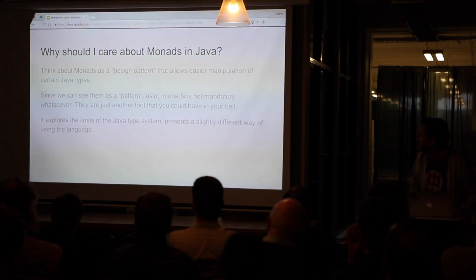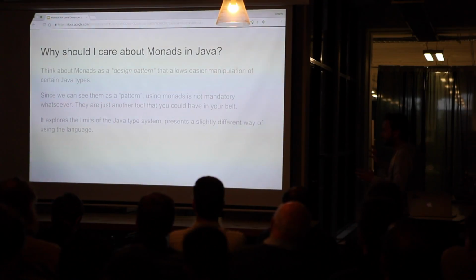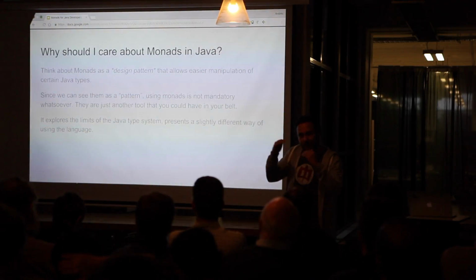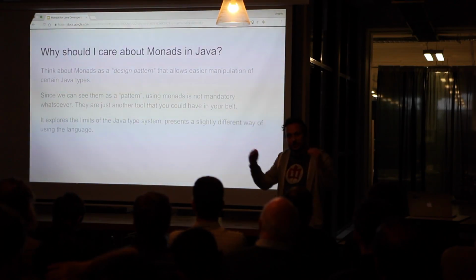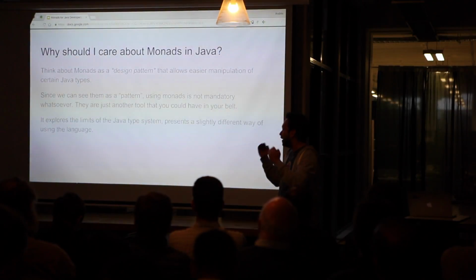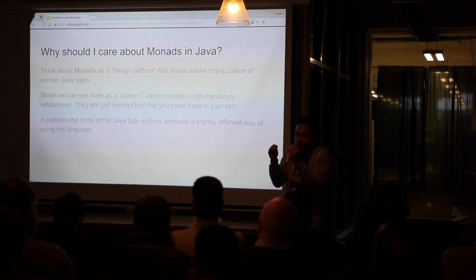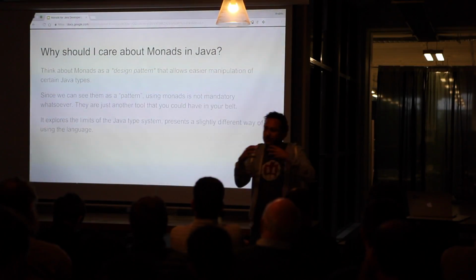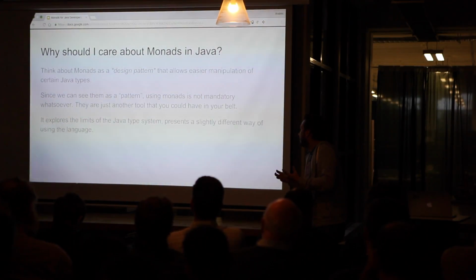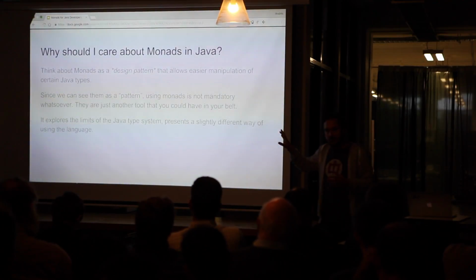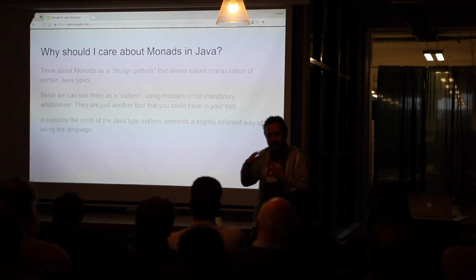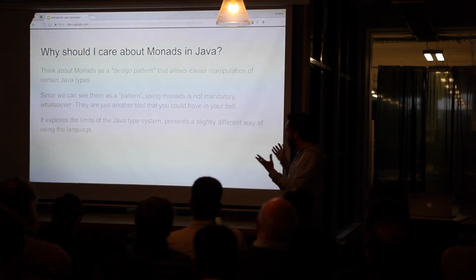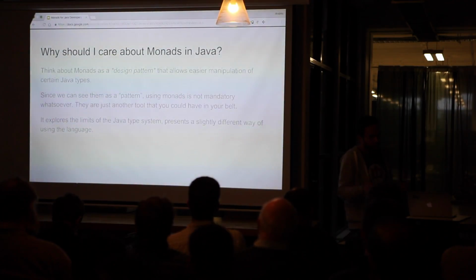What else came there? The other thing is that it is optional, I say, because it lives in the boundaries of the Java type system. There are things that you cannot do with monads because the type system in Java is not strong enough, and I will try to explain that later. But it shows a different way of using the language. It's not super different. You might be already familiar with it, but it's not that common.